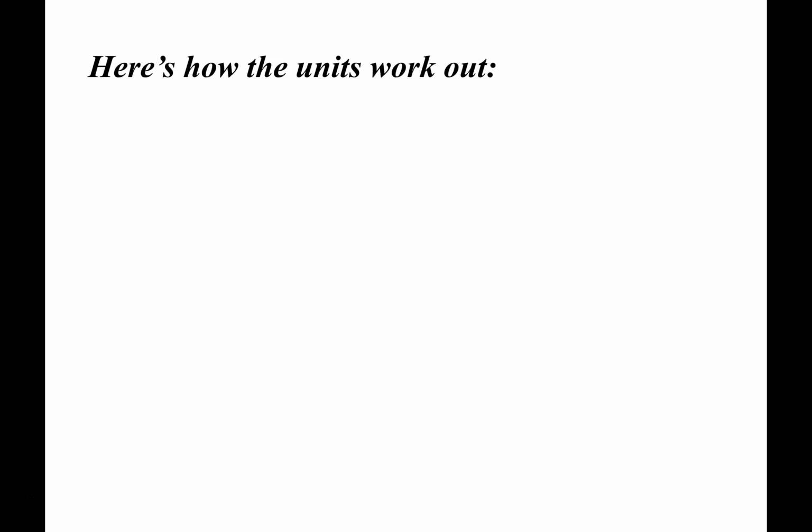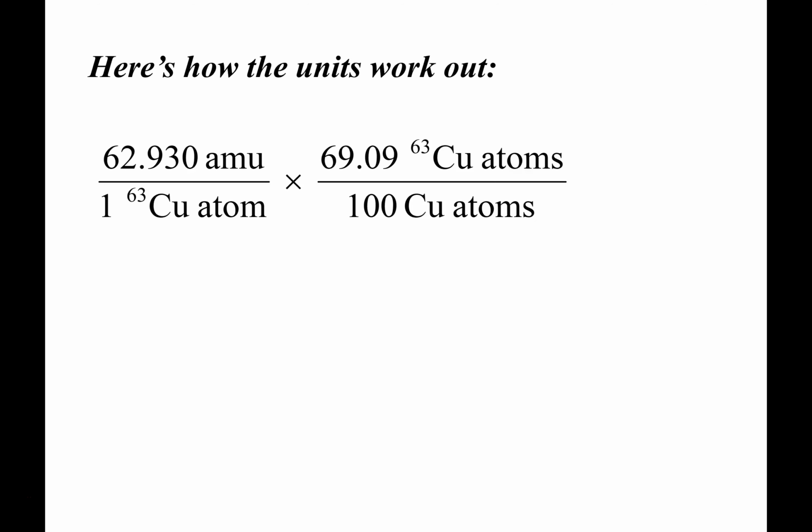Okay, so this is a kind of proof. You wouldn't have to do this all the time, but I'm just going to walk you through how this works. If we recognize that one copper-63 atom weighs 62.930 AMUs, and then if we recognize that there are 69.09 atoms of this type of isotope in 100 copper atoms.